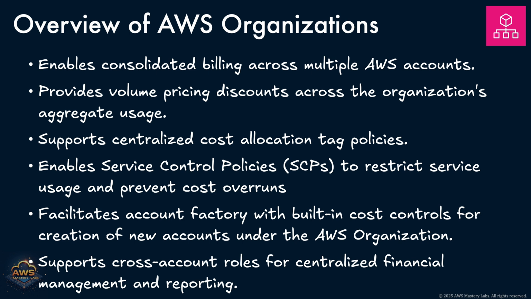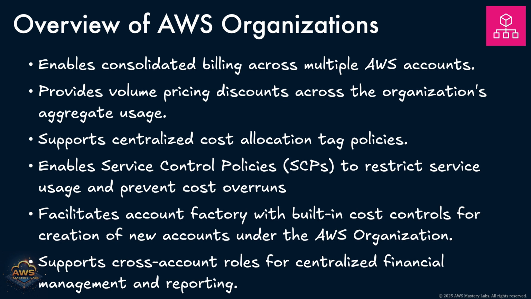Instead of paying for each account separately, you can roll up all charges into a single bill. This not only simplifies billing operations, but also unlocks volume pricing discounts, since AWS calculates usage across the entire organization, not just individual accounts. Organizations also helps enforce consistent tagging policies. With centralized cost allocation tag policies, you can make sure all teams follow the same tagging strategy, making it much easier to track costs by project, team, or application across accounts. This is a critical part of effective cloud financial management.